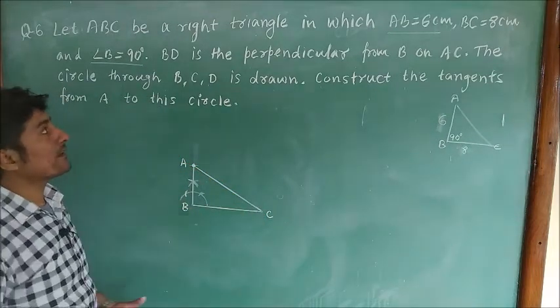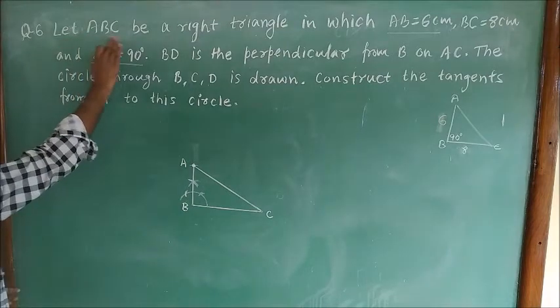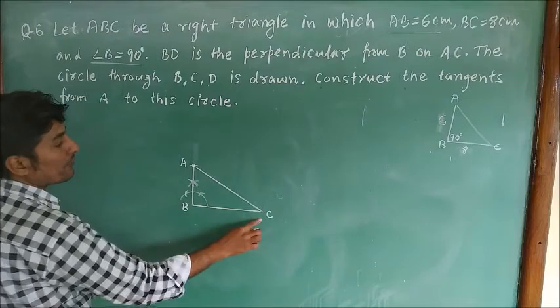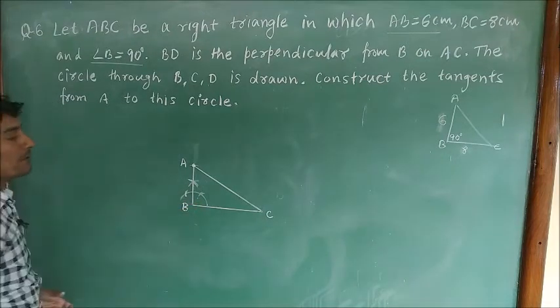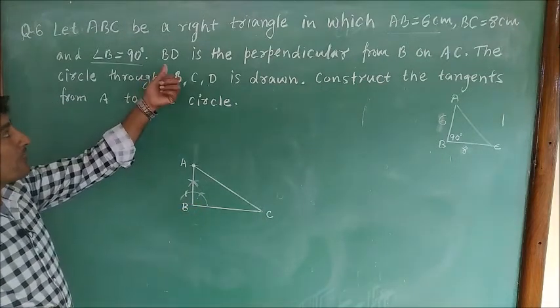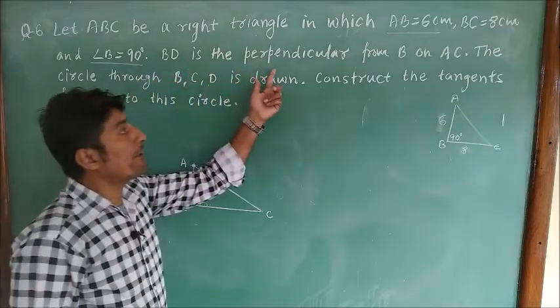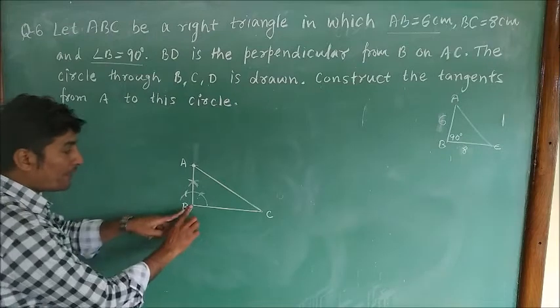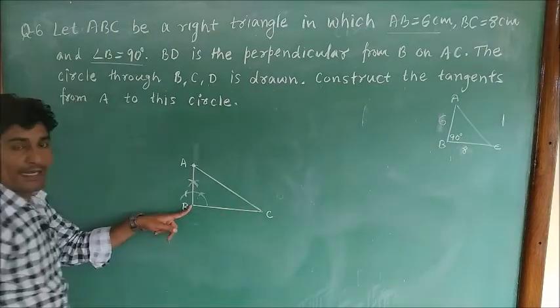So this is the resultant triangle. Once again, let us see the question. Let ABC be a right triangle in which AB equals 6 cm, BC equals 8 cm, and angle B equals 90 degrees. The next line of the question is BD is the perpendicular from B on AC. From this point B, we have to draw a perpendicular on AC.